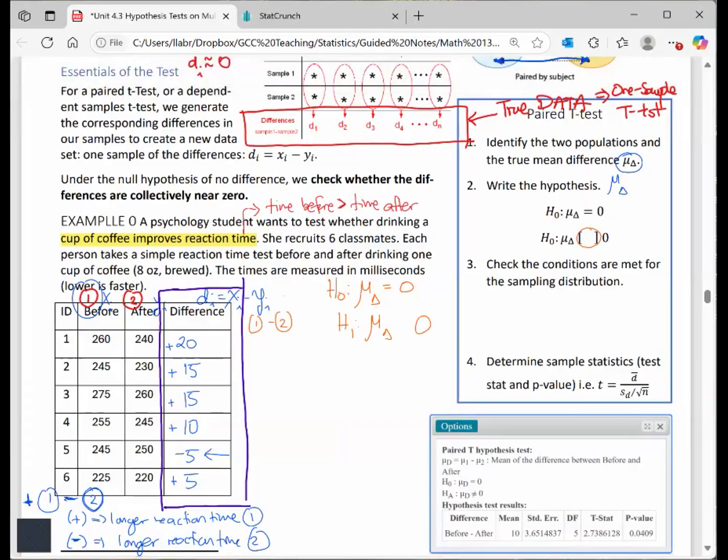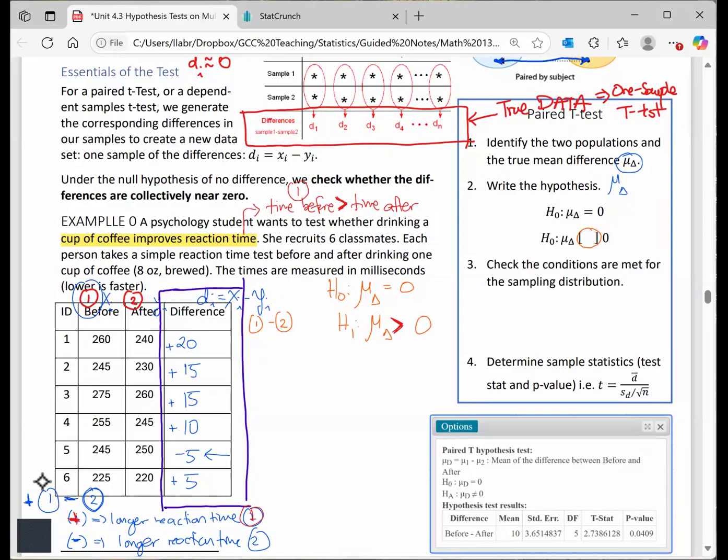And remember, the time before was group 1. So here we have a greater than symbol. So group 1 is greater than group 2. Remember that if reaction time 1 is larger, then your differences should be positive. So that's why we're going to say that the population of the differences, the mean of the differences, should be greater than 0. And that's pretty much it.